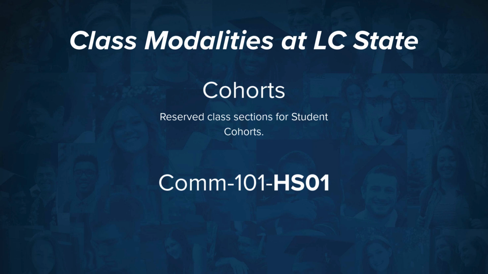Sections that begin with a letter or a combination of letters before the number refer to sections of a class that are reserved for a program-specific cohort. Students must have special permission to enroll in these sections. If you are in a student cohort and need to enroll in a special section, your academic advisor will instruct you on how to do so.